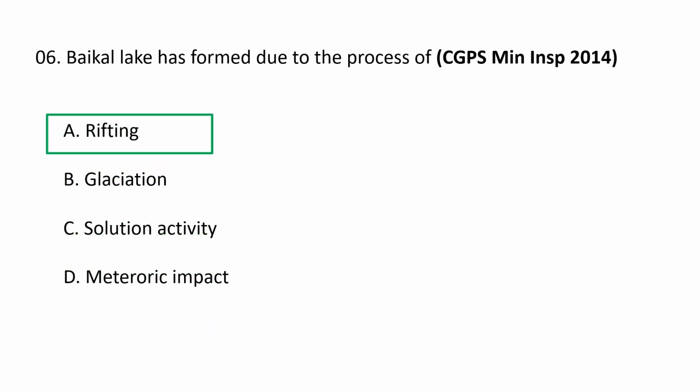The formation of the Baikal Rift Zone appears to be related to the Indo-Eurasian plate collision, which is related to a model of passive rifting. The uplifted shoulders of the depression have a complex morphostructure overlain by Cenozoic deposits, which are thin and restricted in area. So Baikal Lake has formed due to the process of rifting. A is the correct option.